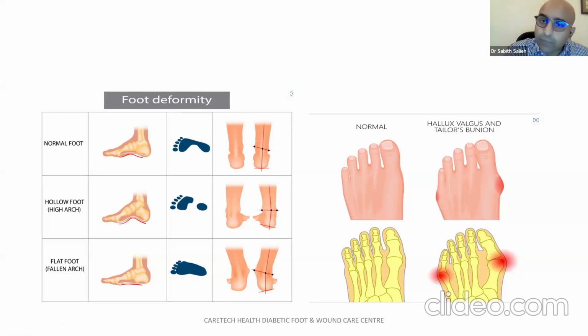And then some people have metatarsophalangeal deformities like your bunion, hallux valgus, all of these things. So what we have to remember is even before developing diabetes, some of our patients may have these deformities that increase their risk of problems with their feet.